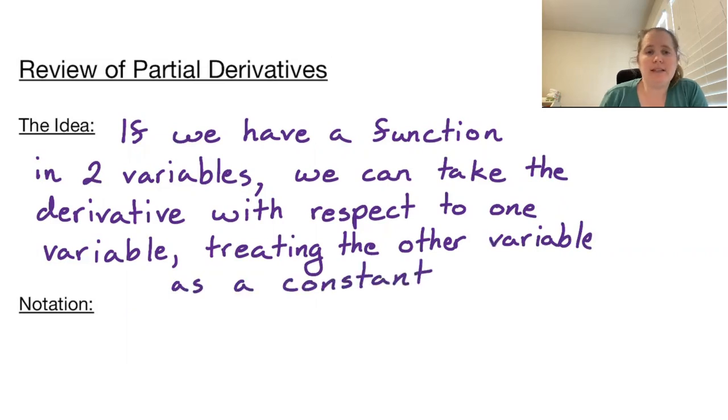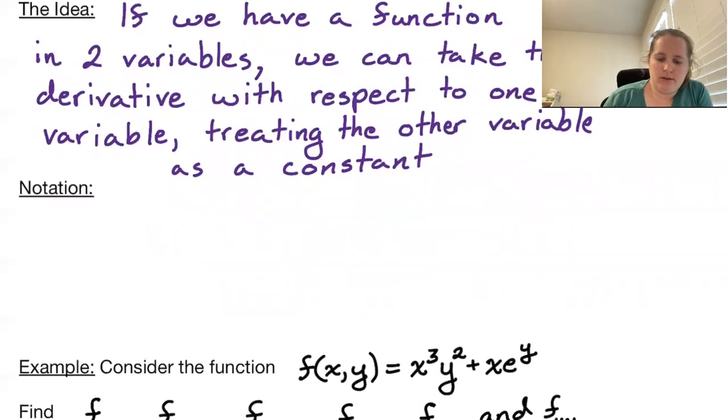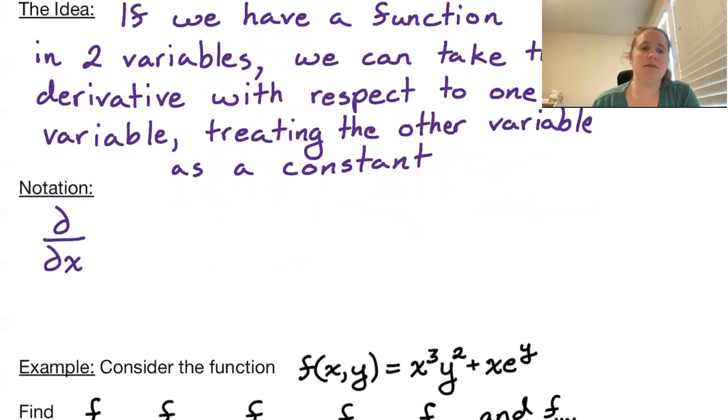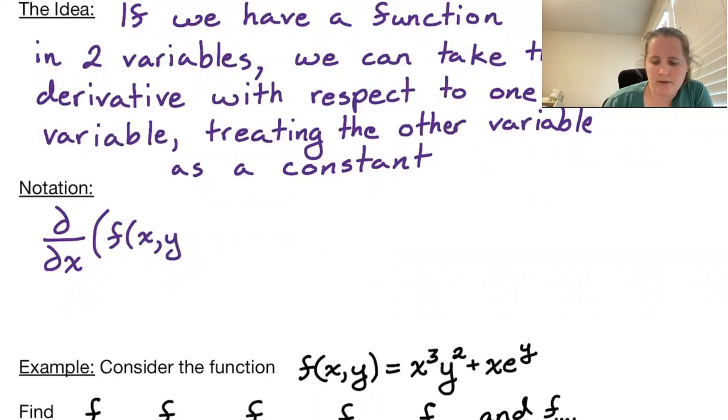So the notation we use is the partial. We can take the partial derivative with respect to x, instead of using the lowercase d we're used to. We use Greek letters. Technically, I think this is the lowercase Greek letter delta. Partial derivative with respect to x of some function f of, say, x y. We denote this as f_x.